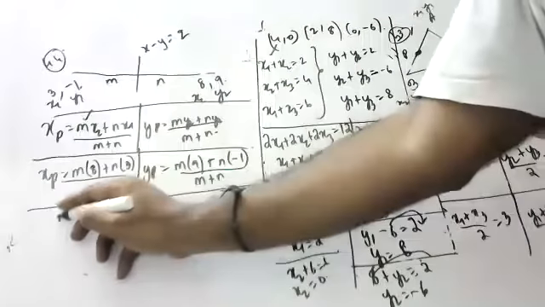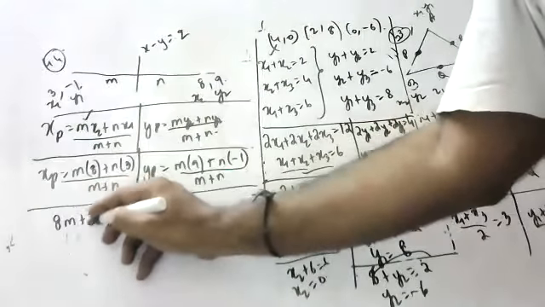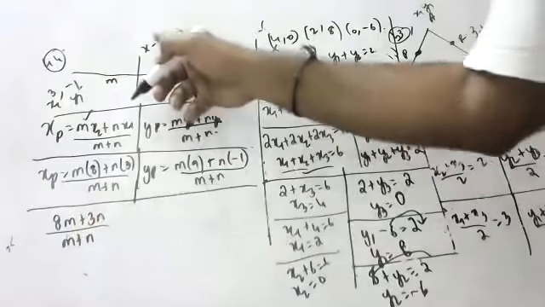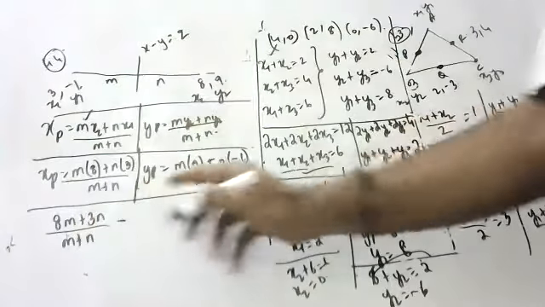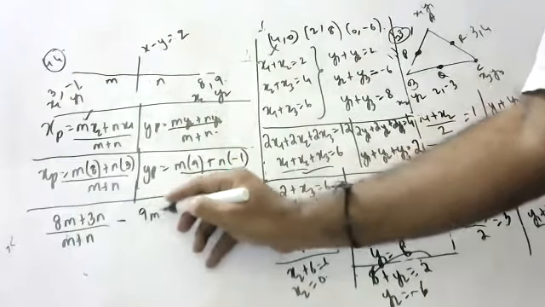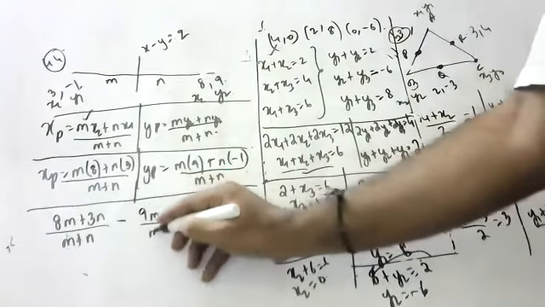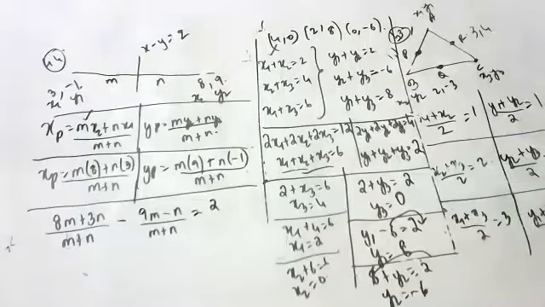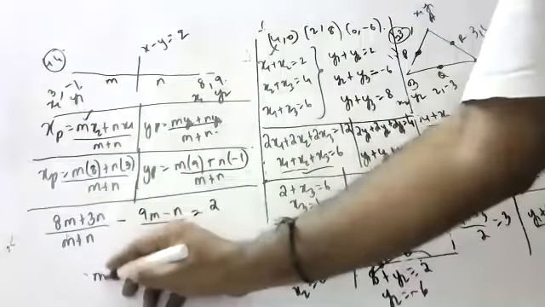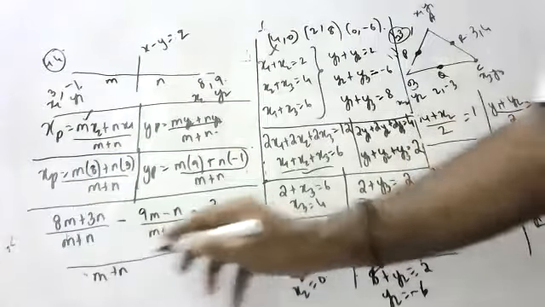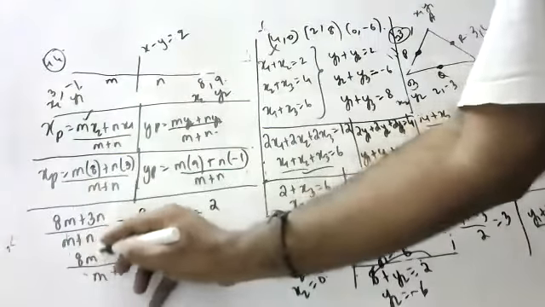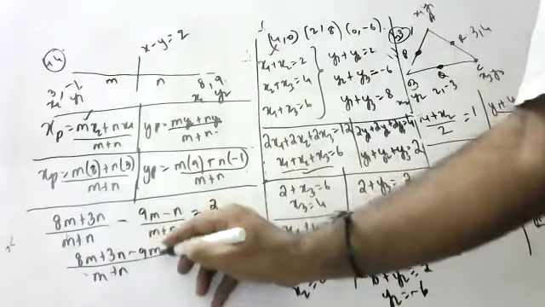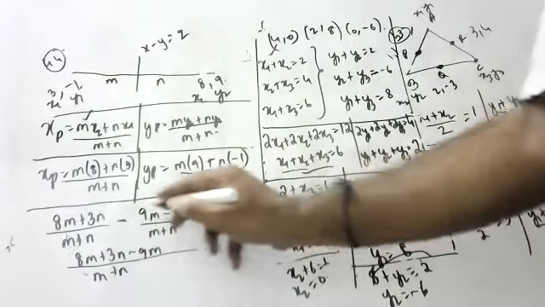8m plus 3n, 3m 3n by mn, m plus n minus 9m minus 1 n by m plus n is equal to 2. What is the LCM? mn, m plus n. 8m plus 3n minus 9m, okay. Minus n, plus n, minus into minus is plus.